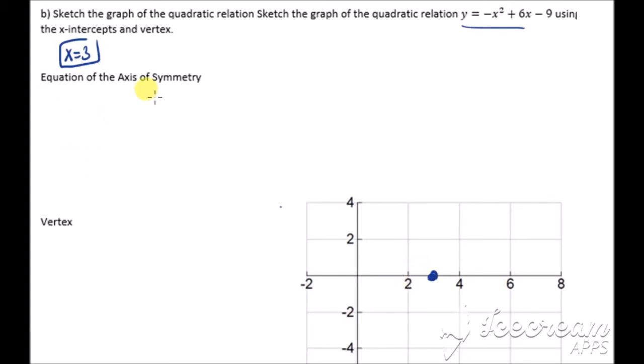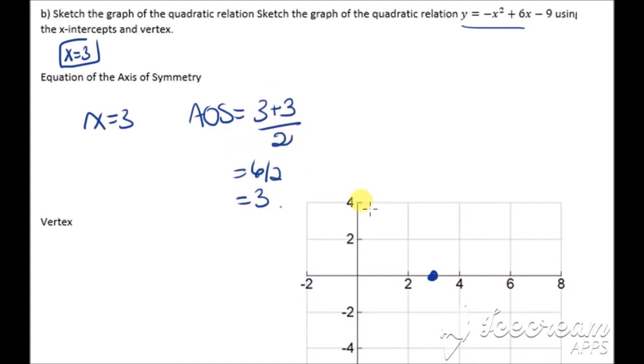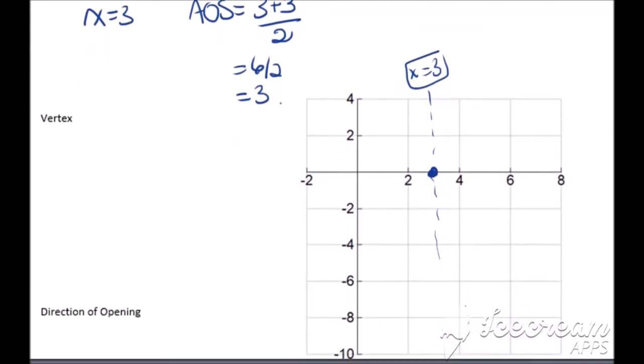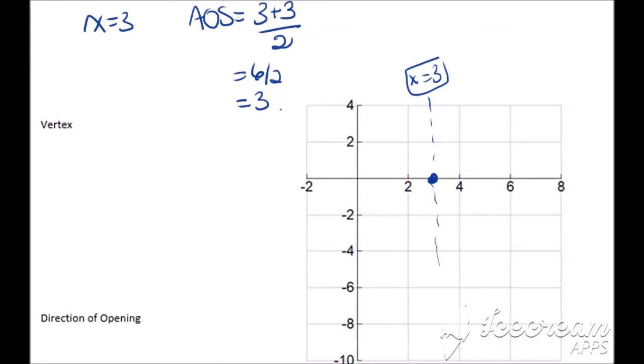Now, what's the equation of the axis of symmetry? Well, it is x equals 3. If you want to do that algebraically, it would be 3 plus 3 divided by 2, which is 6 over 2, which again is 3. So we get x equals 3 as the axis of symmetry. So we can't actually graph any other points just by this.